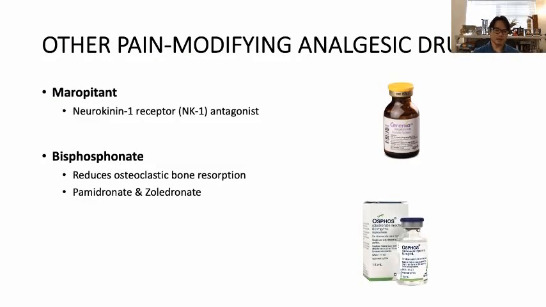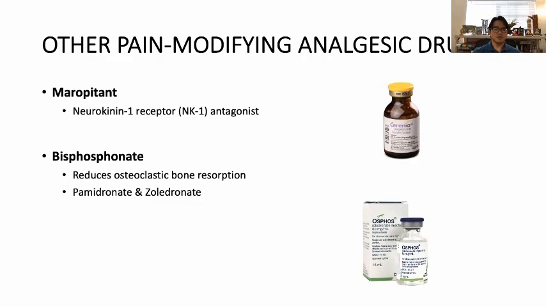Other pain-modifying analgesic drugs include maropitant and bisphosphonate. Maropitant is an NK1 antagonist. They have found it would benefit patients for post-op pain or even chronic pain. The downside about maropitant is it's very expensive, either injections or oral medications. So it may be beneficial for short-term use, but usually the owner would not want it for the long term just because of the expense.